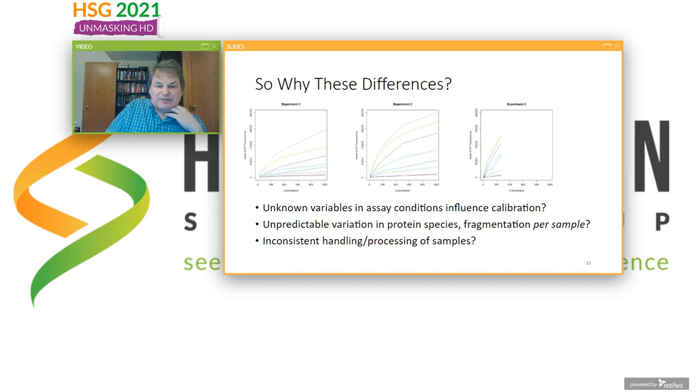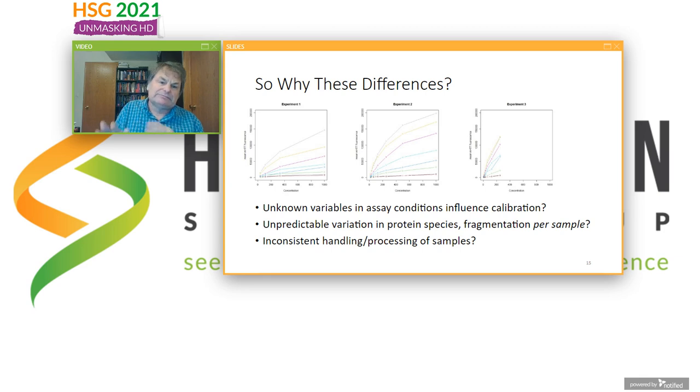I think obviously there can be some unknown variables in the assay conditions that influence calibration. And talking to Dr. Southwell a little bit about this, I think there are actually some known but very difficult to control variables within the assay that are probably influencing the calibration. There are issues with potentially different combinations of protein species and fragmentation and so forth that may possibly vary by sample.